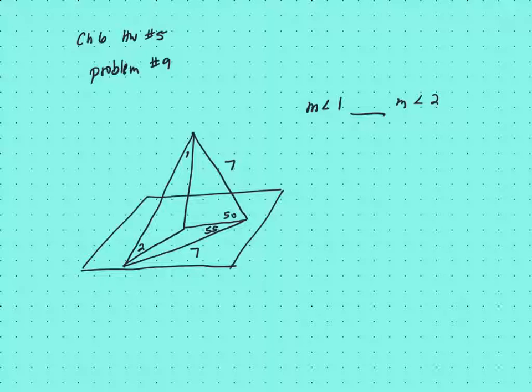If we take a look at the picture, we have a three-dimensional picture, and they're asking us to complete the statement by using less than, equal to, or greater than. We have to compare the measure of angle 1 up here in this corner to the measure of angle 2 down in that corner. The real key here is finding two triangles that you can compare.